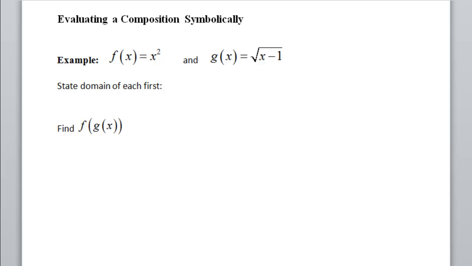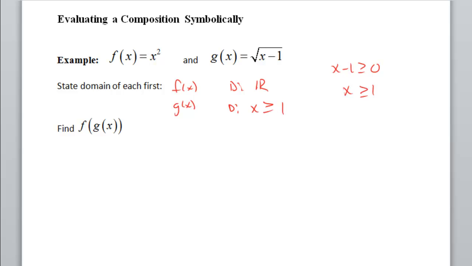Alright, in this example we're going to evaluate a composition symbolically, so without the numbers. So first we should state the domain of each of these. Okay, this is a parabola, right? So f, the domain of that would be all real numbers. And g of x, the domain of g would be what? Well, you need x minus 1 to be greater than or equal to 0, right? So we need x greater than or equal to 1.